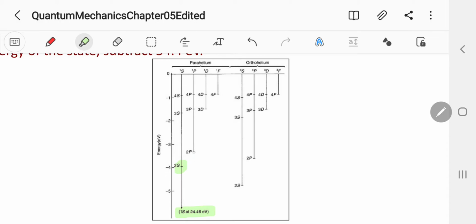-4, and then here you have also, for if one electron is in the 3s state, that would mean this energy as well. So you have here, this is for the parahelium, and this is for the orthohelium.